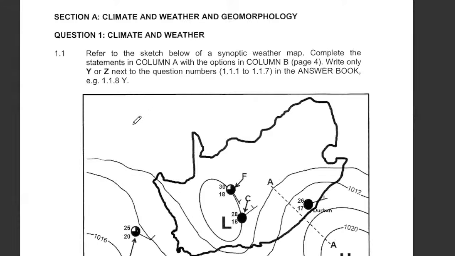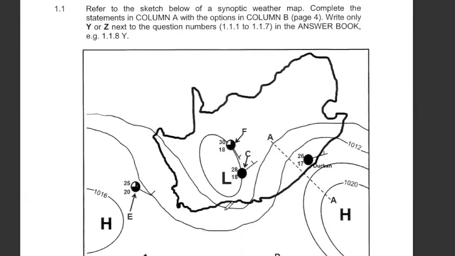It's about climate and weather. And under that line, we are given a synoptic weather map. Therefore, we need to analyze it before we look at the questions. This is a map of South Africa that has a low pressure in the interior, which we know as the thermal low. There's also a high pressure on the west, and there is another high pressure on the east. You all know, learners, that this is the South Atlantic high pressure.